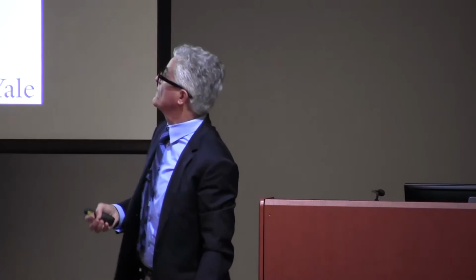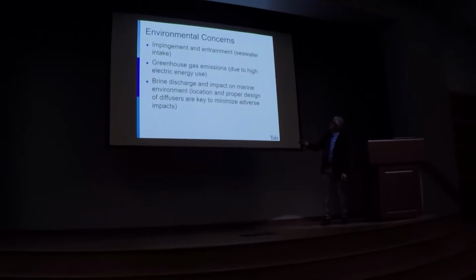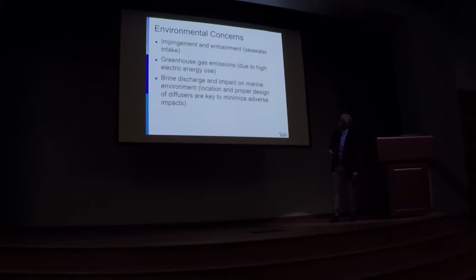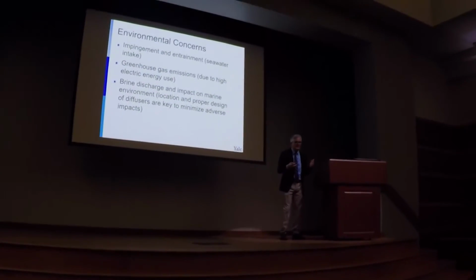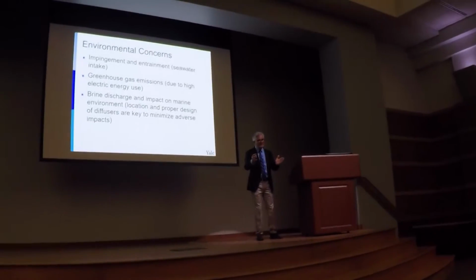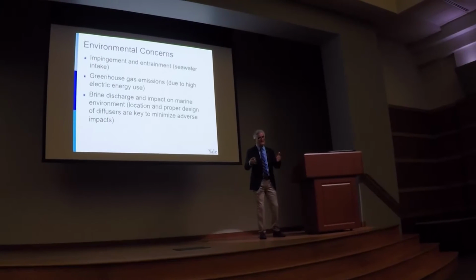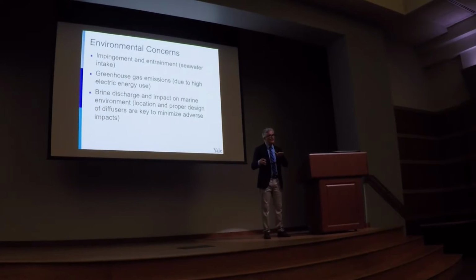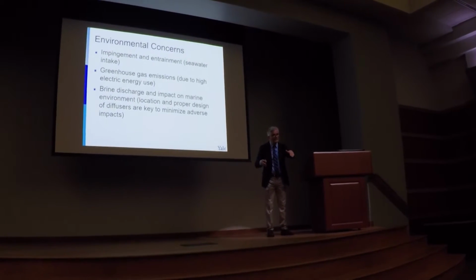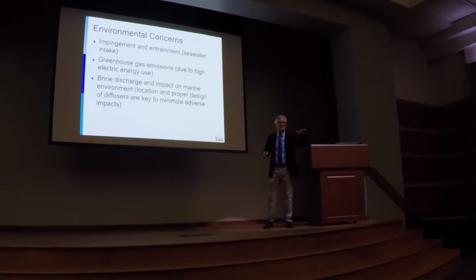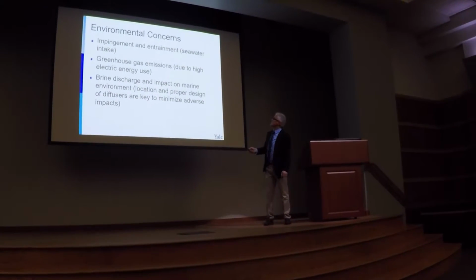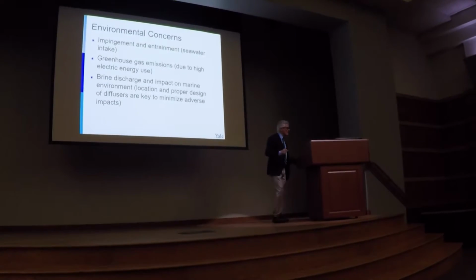Greenhouse gas emission, I will show you some calculation. Again, if you know the energy, you can calculate how much CO2 will be released, and you'll see that the number is quite high. And brine discharge can impact the marine environment, and again, you can minimize it by locating the desalination plant in an area where there is a lot of mixing, and also you don't discharge it directly close by. You have a pipe that goes far away, and you can minimize it. So these are the environmental impacts.